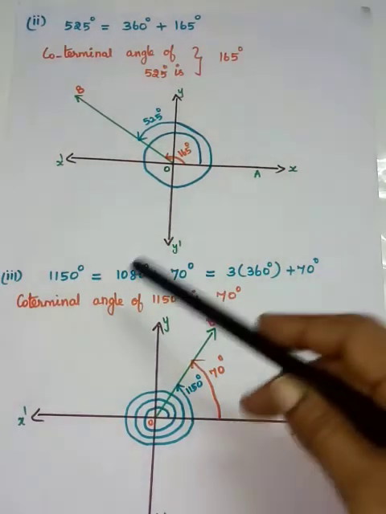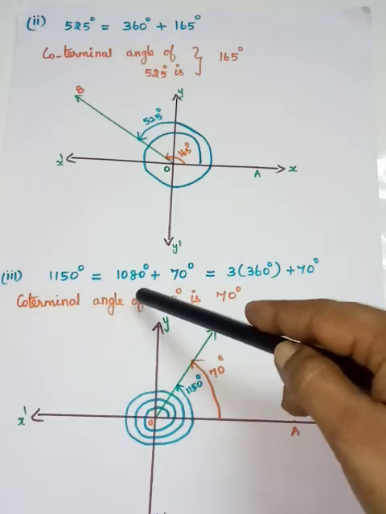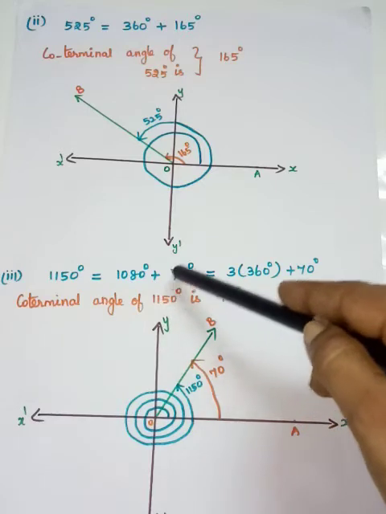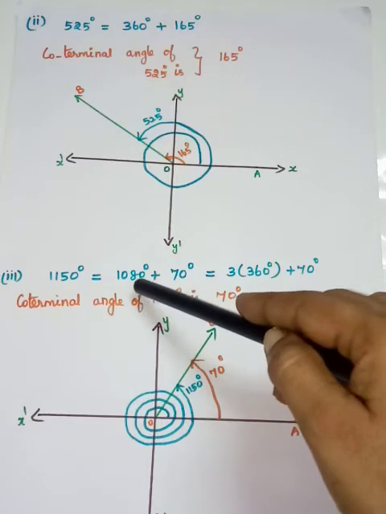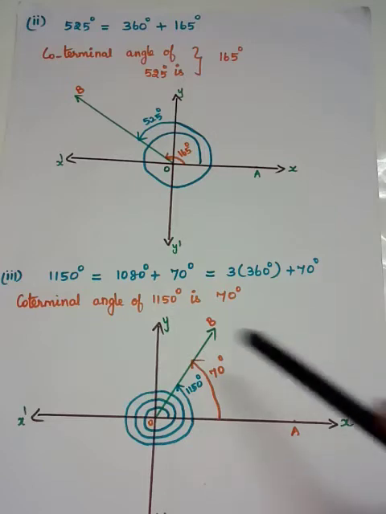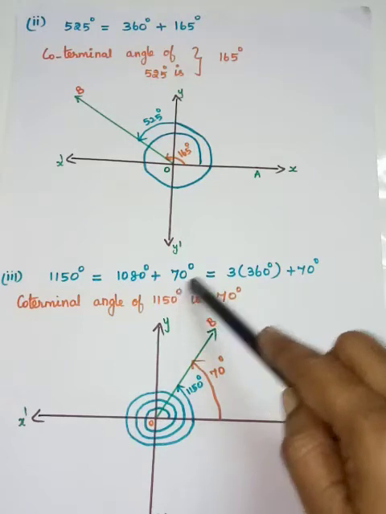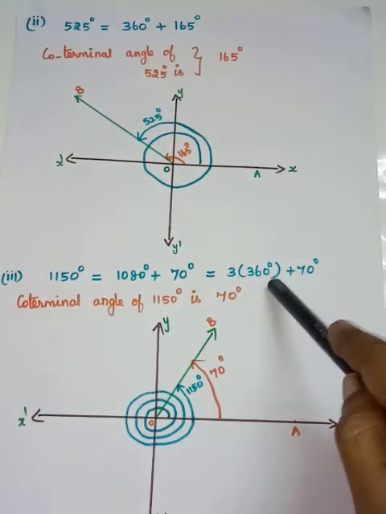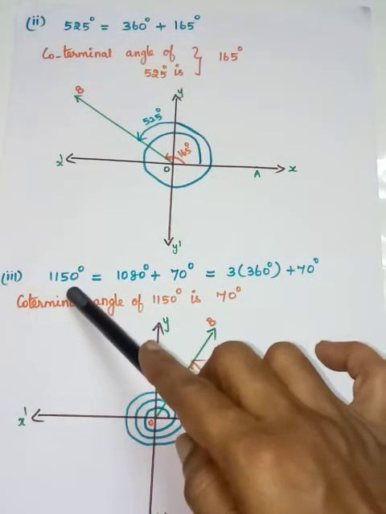At the next one, third subdivision, 1150 degrees, it is more than 360. Here I have written 1080 degrees plus 70 degrees. Why have I chosen this? Here I have to write a multiple of 360 degrees. 1 into 360 degrees is 360 degrees, 2 into 360 degrees is 720 degrees, 3 into 360 degrees is 1080 degrees. So I have written a multiple of 360 degrees plus the remainder angle. So 1150 is 3 into 360 degrees plus 70. The remaining angle is nothing but the coterminal angle of the given angle.